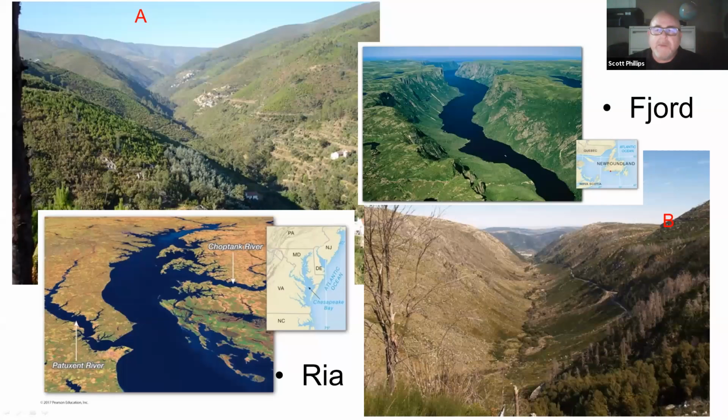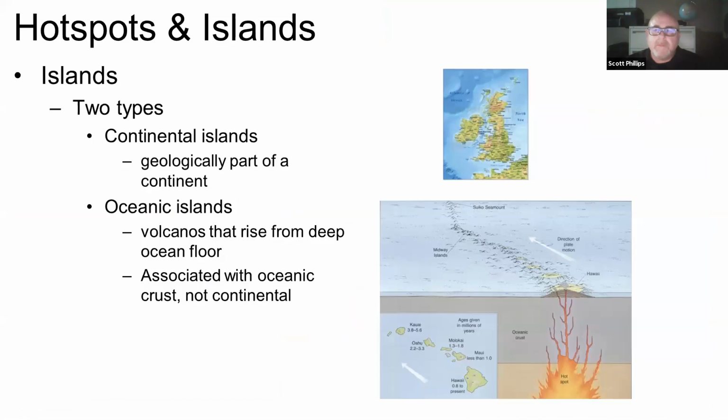And another topic about islands, I want to talk a little bit more about island formation. We've talked about geologic hotspots. So there are different kinds of islands. Some islands, like the British Isles, are not really true islands. They're actually part of the continent that's just been cut off with sea level rise. But oceanic islands are true islands. They're created primarily by geologic hotspots, like the Hawaiian Islands.